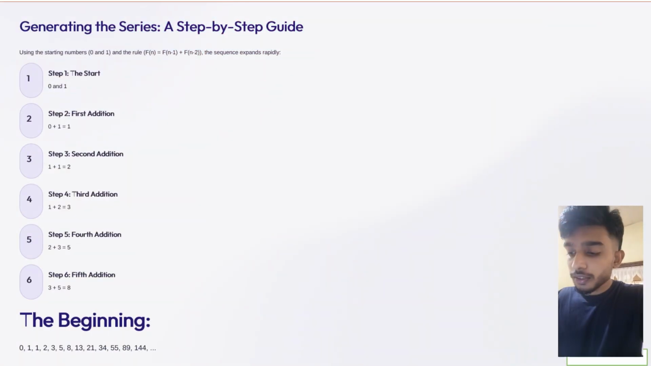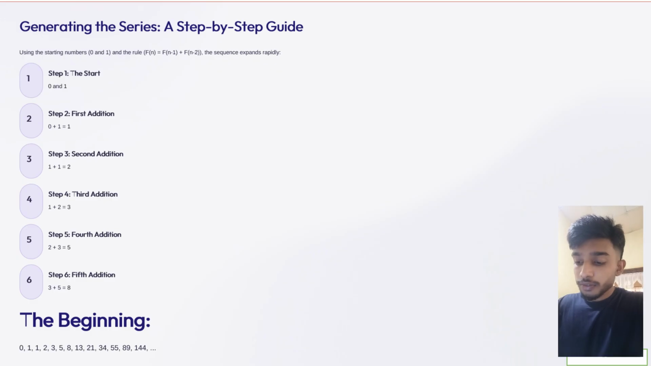Now I will explain the sequence step by step. First step, start with 0 and 1. Second step, add them. 0 plus 1 equals 1. Now the sequence is 0, 1 and 1. Third step, add the last two numbers. The last two numbers are 1 and 1. Now the sequence is 0, 1, 1, 2.